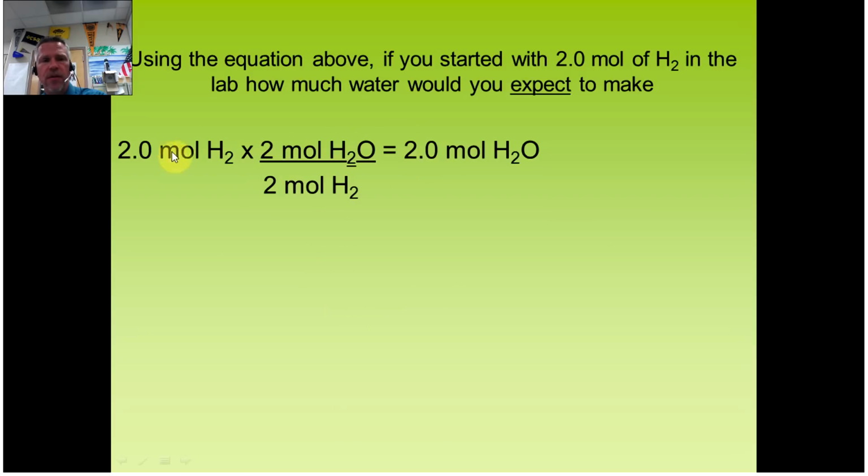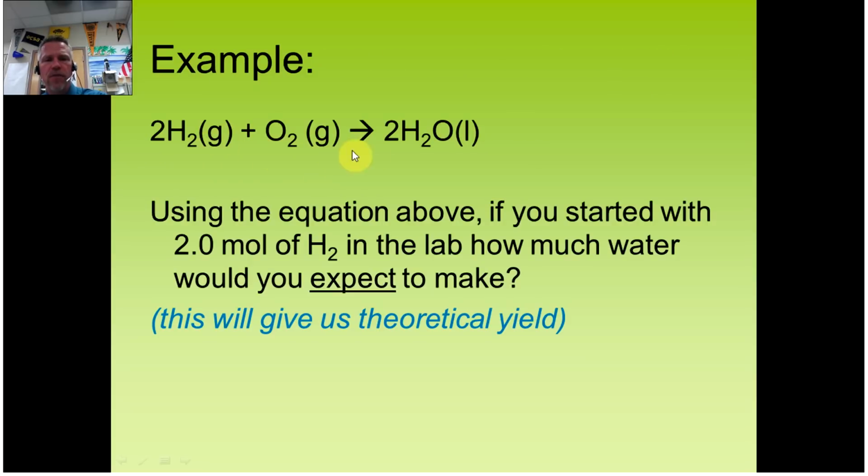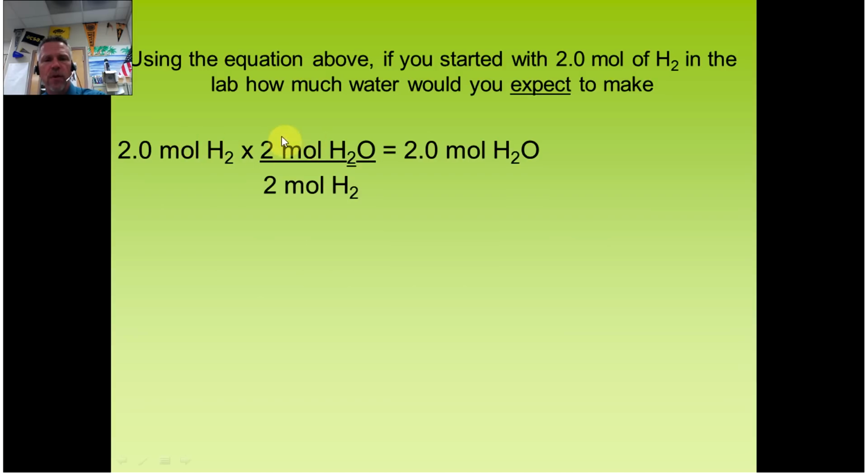So here's how we do that calculation. 2 moles of water, and the mole ratio, as you can see from here, for every 2 moles of water, there are 2 moles of hydrogen. So that's this mole ratio. If we start with 2 moles of H2, we will produce 2 moles of H2O. That's our theoretical yield. Okay.